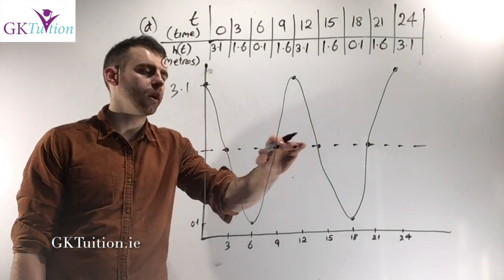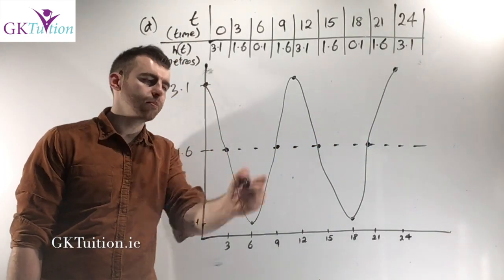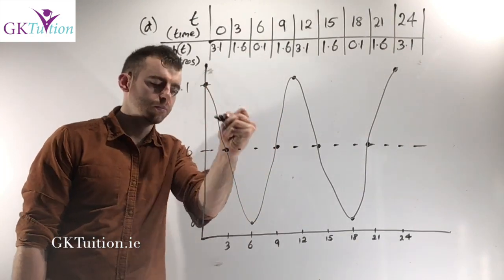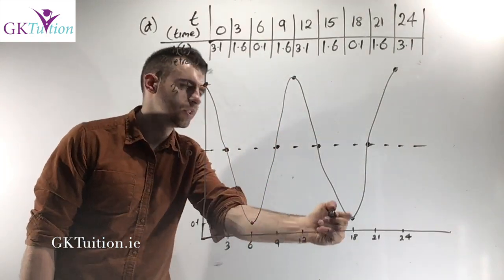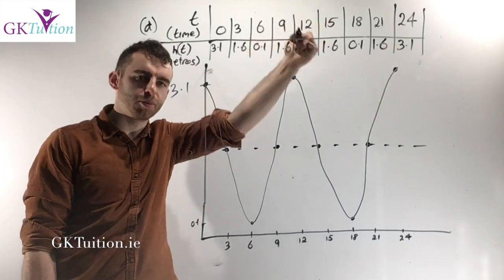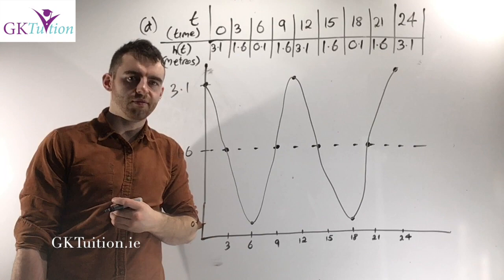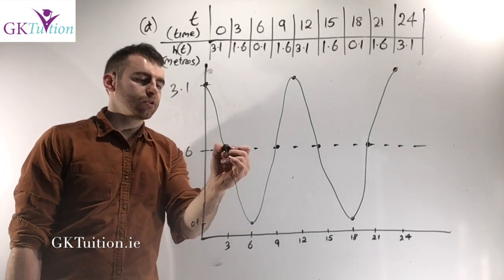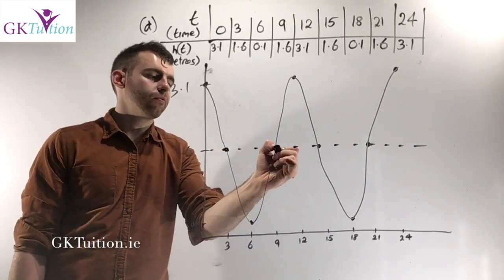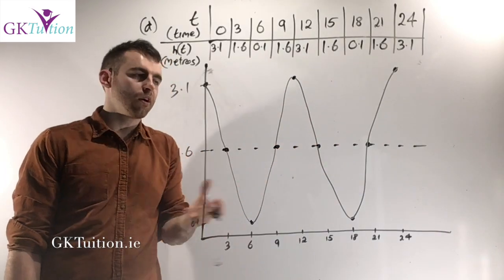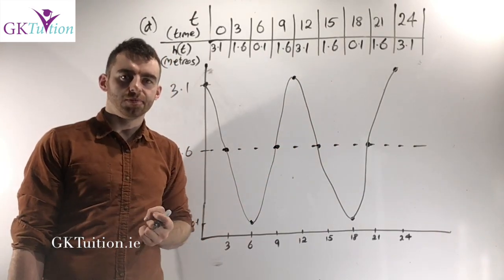You do a broken line to where the midline would be, and it just helps you visualize what's actually going on. I'm just oscillating around 1.6, it's getting deeper and shallower and deeper and shallower, and it repeats itself every 12 hours. So your marks were going there just for plotting your points. I think in most cases, most of you got full marks in that, so it was relatively good.